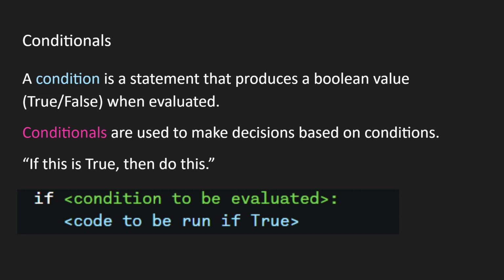A condition is a statement that produces a Boolean value, which is true or false, when evaluated. Conditionals are used to make decisions based on these conditions. So as you can see below, in the green is the condition to be evaluated, and if that returns true, then the code under that, in the blue indented, will run.